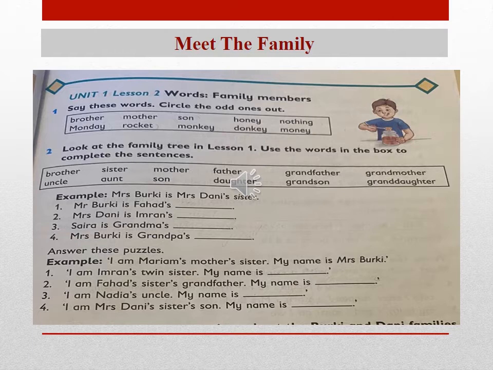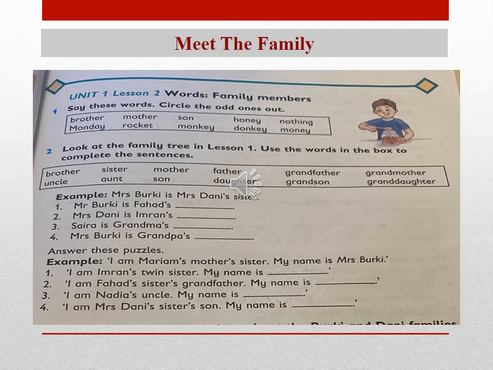Question number 2. Look at the family tree in lesson 1. Use the words in the box to complete the sentences. So have you seen the family tree on the previous page? You have to fill in the sentences with the words: brother, sister, mother, father, grandfather, grandmother, uncle, aunt, son, daughter, grandson, granddaughter. Example: Mrs. Berkey is Mrs. Dani's sister. Mr. Berkey is Fahad's what? Mr. Berkey is Fahad's uncle. Mrs. Dani is Imran's aunt.